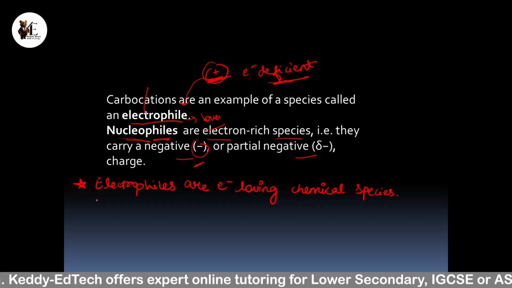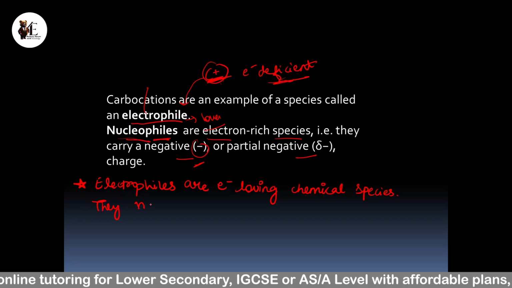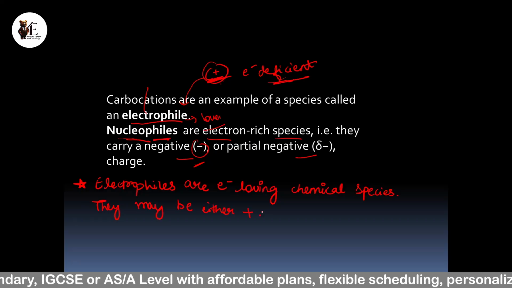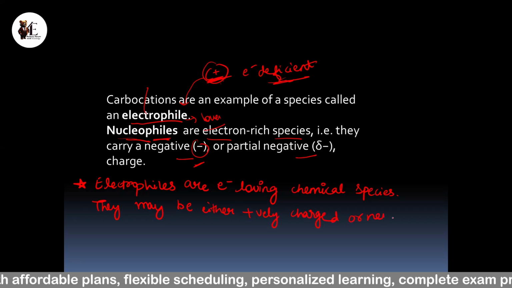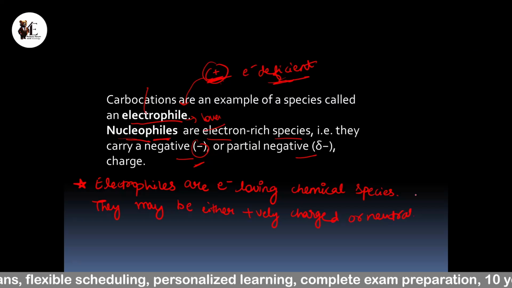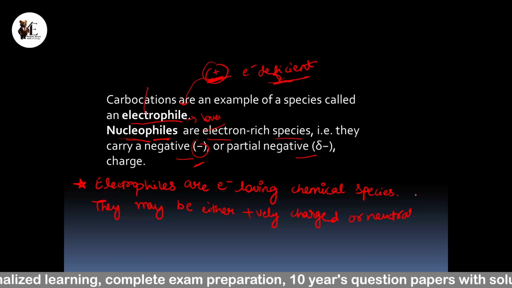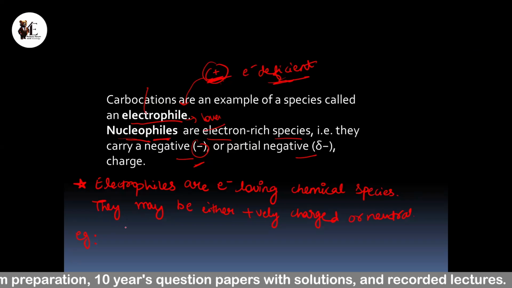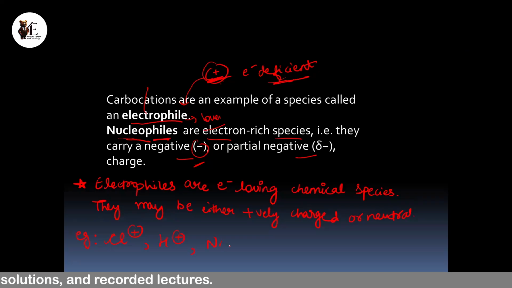Okay, and how to identify electrophiles? They contain a positive charge, or they may be neutral. They may be either positively charged or maybe neutral species. So I'm writing some electrophiles here. So you can easily identify if there is a positive charge, then it is always an electrophile. Cl plus, H plus, NO2 plus, all are electrophiles.